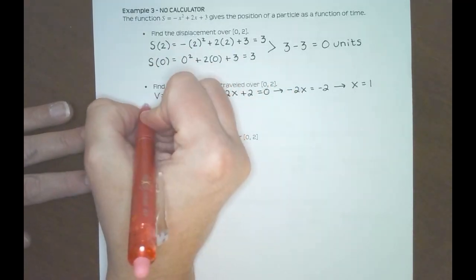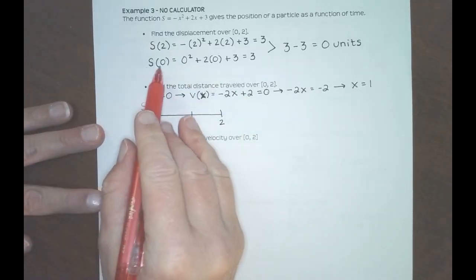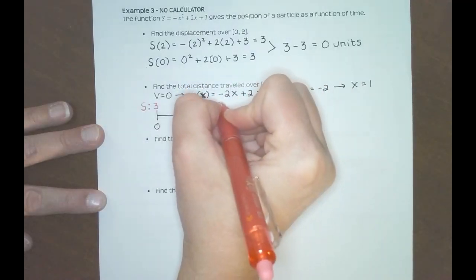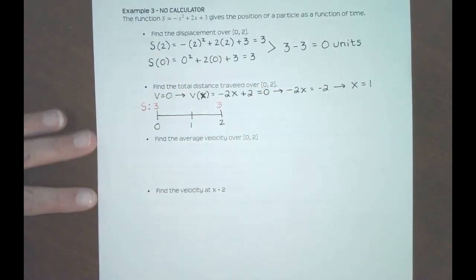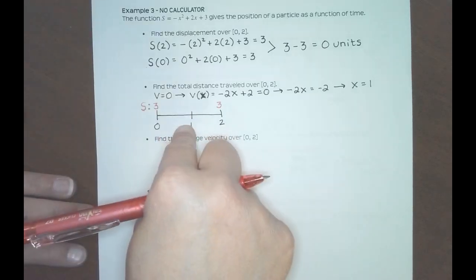So this up here is talking about the s function. What are my positions? My position at 0 is 3. And my position at 2 is 3. Let's figure out our position. So now we're going back to the s function at 1.